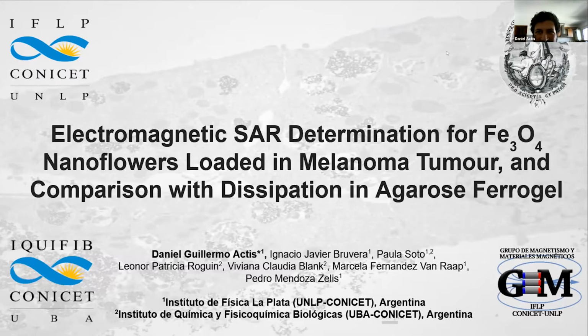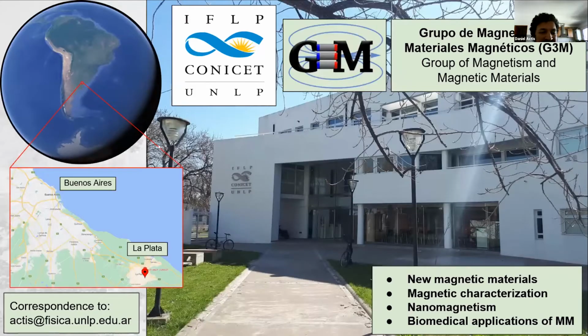I'm Daniel Guillermo ACTIS, physics doctoral student, and I'm going to talk to you about electromagnetic SAR determination and some short results we obtained measuring magnetite nanoflowers in a melanoma tumor and inside an agarose ferrohead. I'm speaking to you right now from the city of La Plata in South America, some 60 kilometers southeast from our Argentinian capital of Buenos Aires. And this right here is the Instituto de Física de La Plata, where our labs and offices are located.